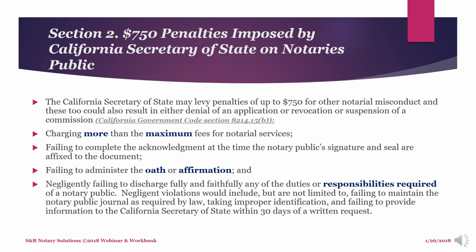Negligent violations would include, but are not limited to, failing to maintain the notary public journal as required by law, taking improper identification, and failing to provide information to the California Secretary of State within 30 days of a written request.